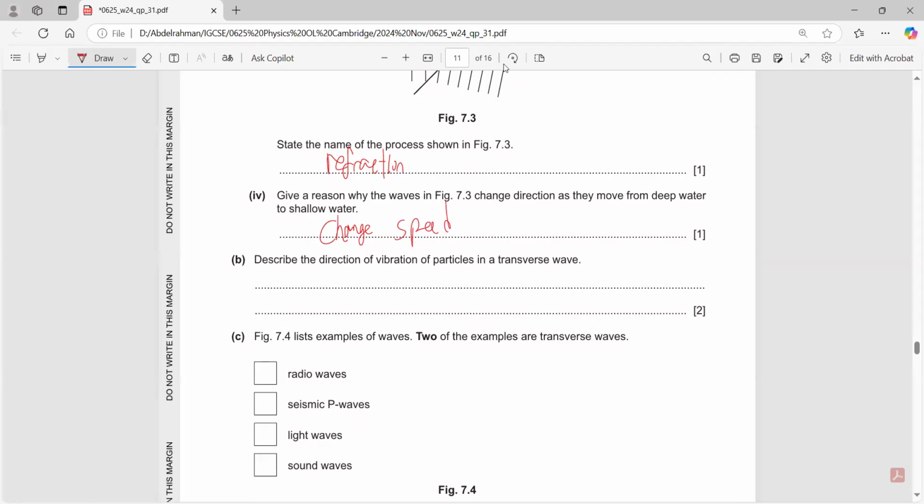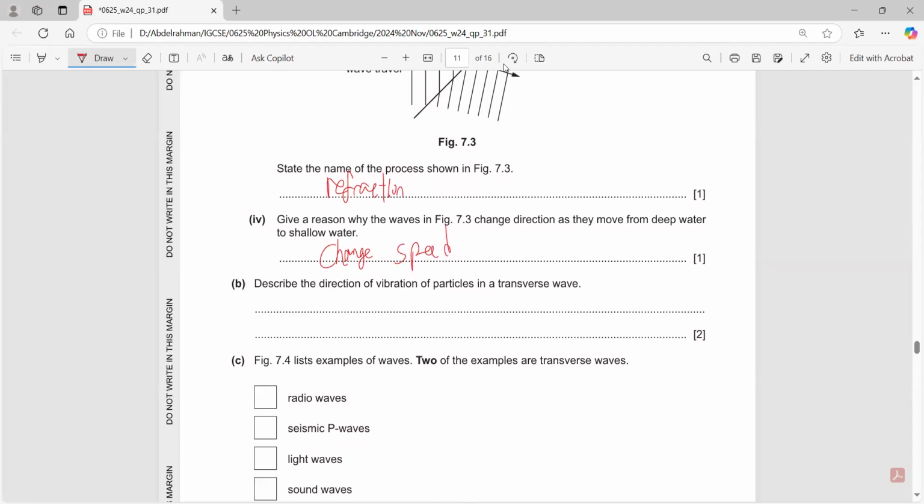Describe the direction of vibration of particles in a transverse wave. They move up and down, perpendicular to the motion of the wave. Yes, up and down, perpendicular to the energy motion of the wave.